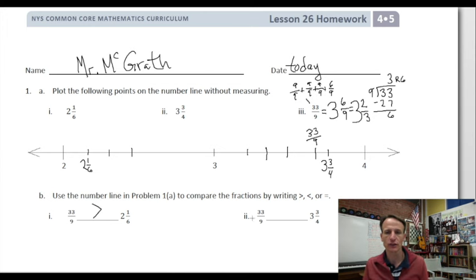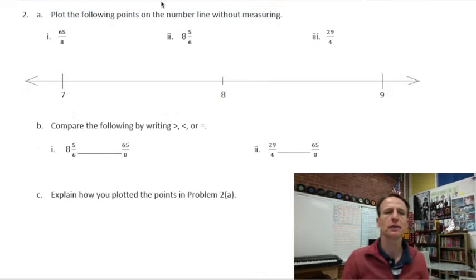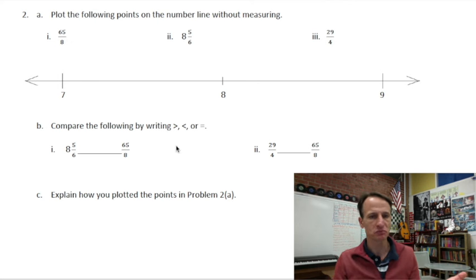And now looking at 33/9 compared to 3 and 3/4. Well, again, you can just look at the number line and say, well, this is closer to 3, this is closer to 4, so 33/9 is less than 3 and 3/4. Wonderful, rolling on. And in number 2, we're doing the same thing, you see, right?